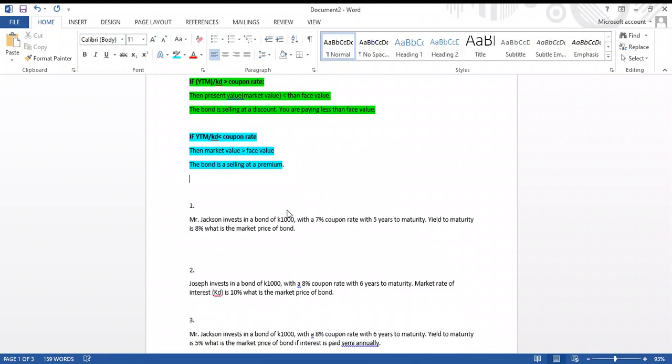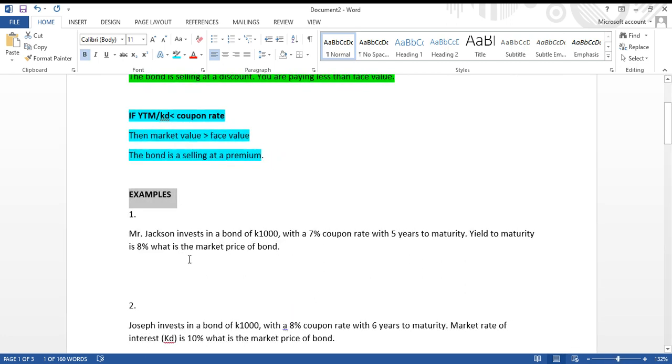Debt valuation or bond valuation. All right. We've got some questions here, some examples where we're going to be calculating the market price of a bond. All right, so let's look at these examples here. The first example is here.